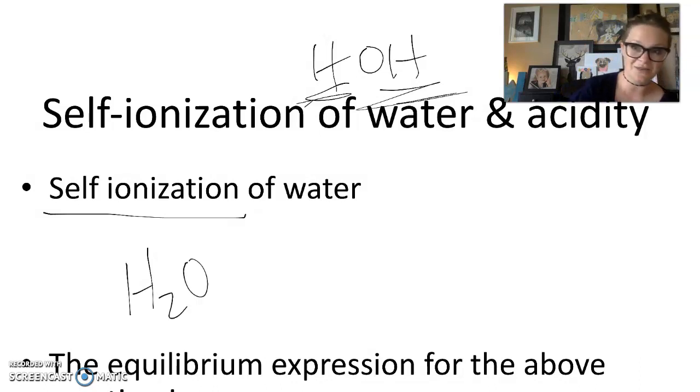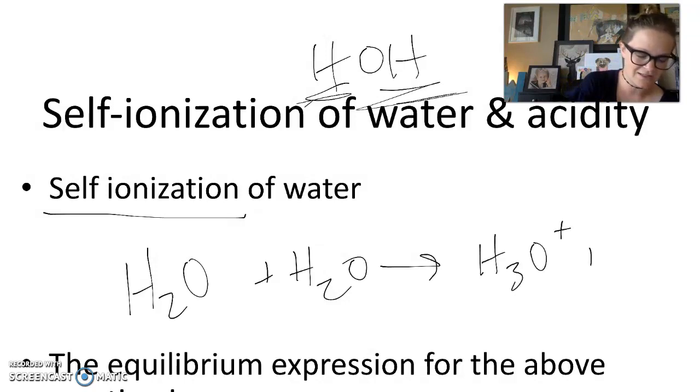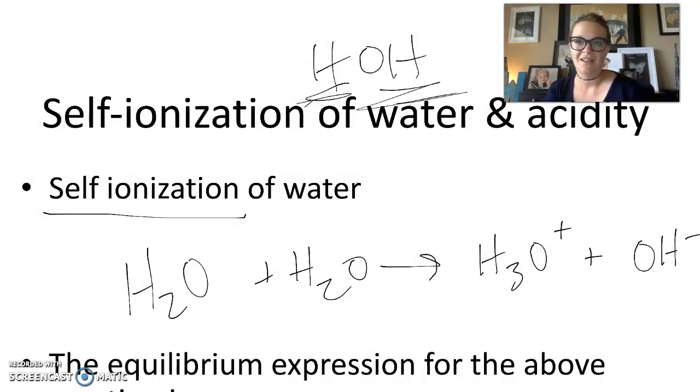OMG, watch this. So I can write the reaction H2O plus H2O, ionizing. So we need to form ions. One of the waters actually donates to the other water, giving us that hydronium, the H3O+ ion, and then the OH- ion. This is the self-ionization of water.